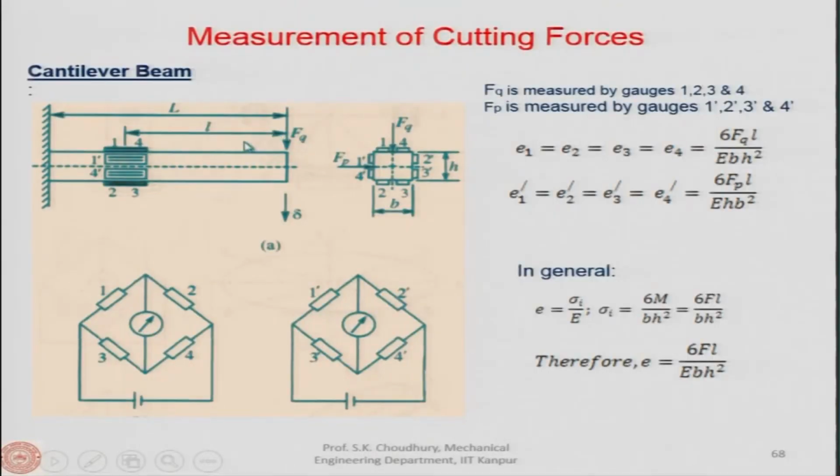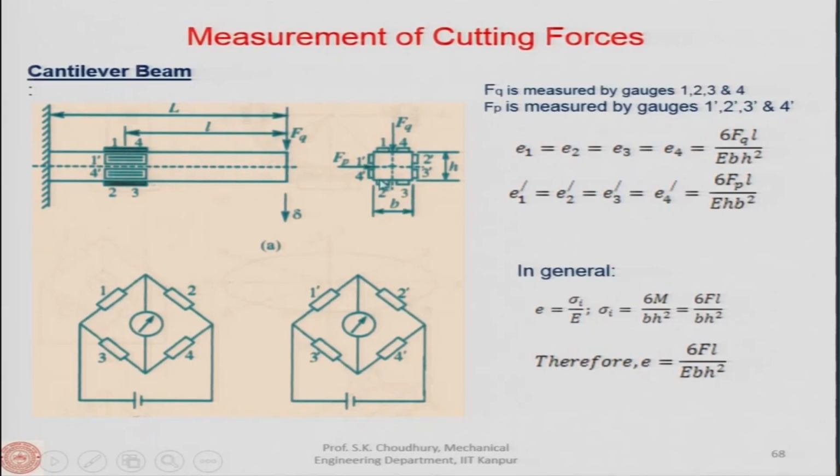In that case, let us say we show these two forces, Fp and Fq. Here, of course, Fq is shown, and Fp will not be visible because it is perpendicular to this axis, in a plane perpendicular to the plane where Fq is located. So, let us take a cross section here.